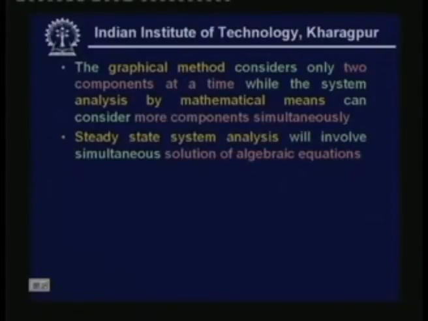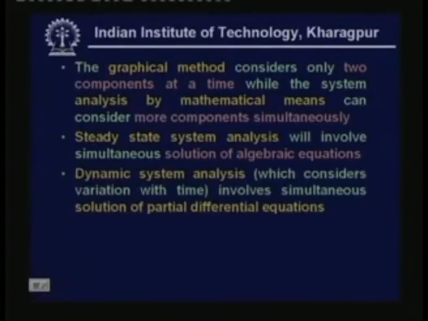A steady state system analysis will involve simultaneous solution of algebraic equations. So if you have a steady state system, all that you have to do is solve a set of algebraic equations. Whereas a dynamic system analysis, that means an analysis where time comes into the picture, where the performance variation is again with time, involves simultaneous solution of partial differential equations.